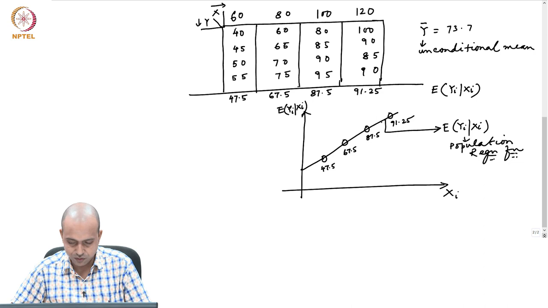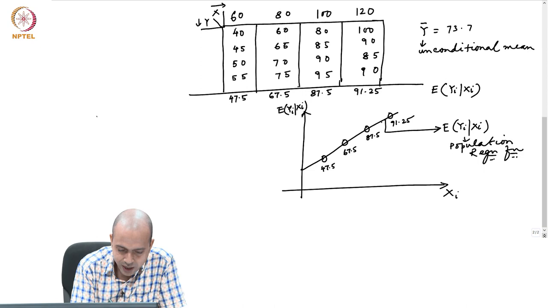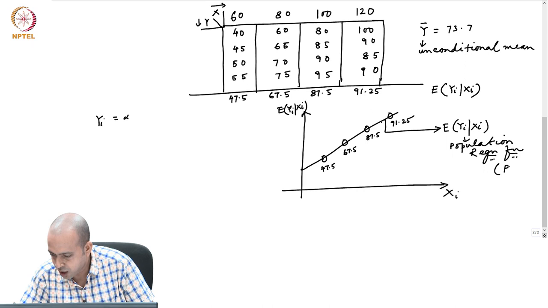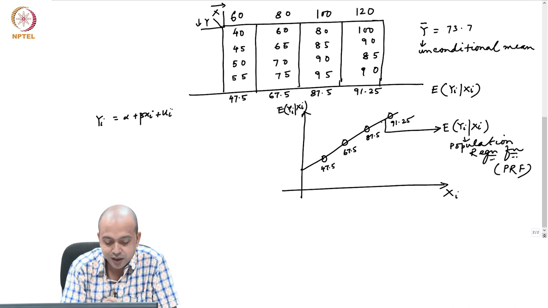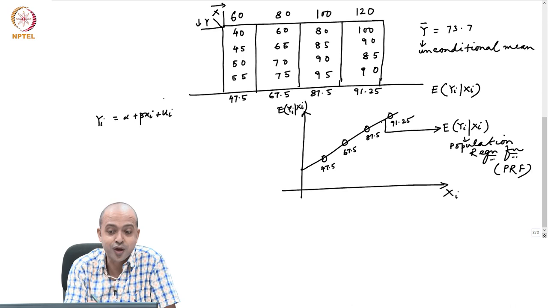So, when I write yi equals alpha plus beta xi plus ui, in short this is called PRF. This is nothing but the population regression function in its stochastic form, because I have added one error term also. This is called PRF in stochastic form.